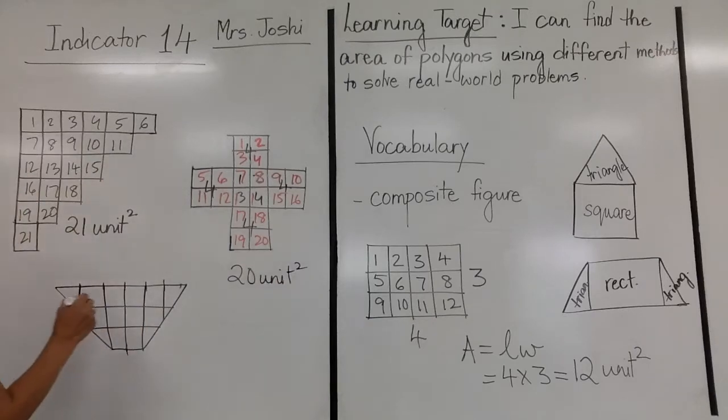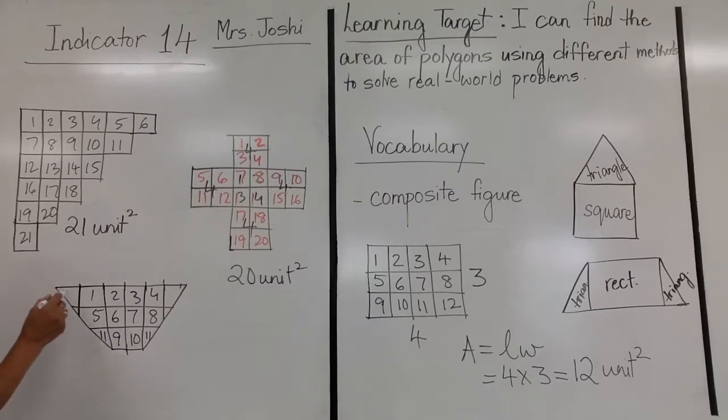Okay, in this one, let's do the full squares first, and then we can estimate based on the tiny squares. So 1, 2, 3, 4. Well, this is almost full, so I'm going to count it. So 5, 6, 7, 8, 9, 10. We could make this one and this one 11 when I combine them.